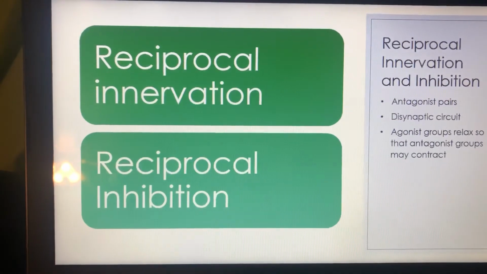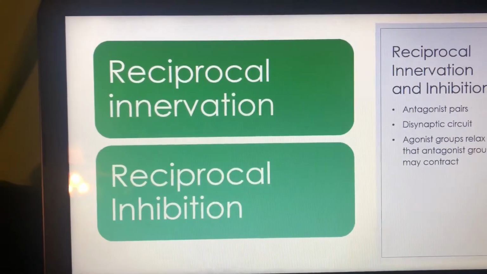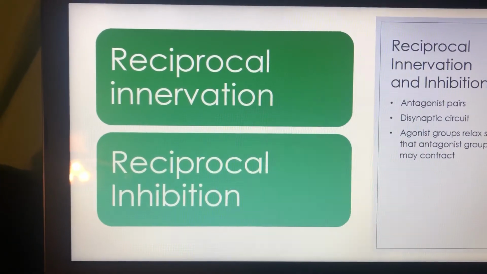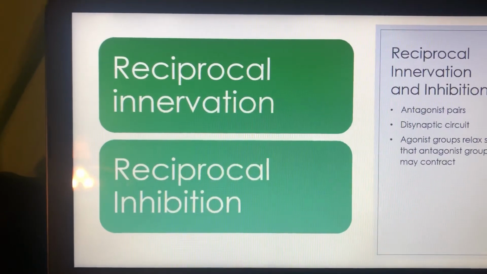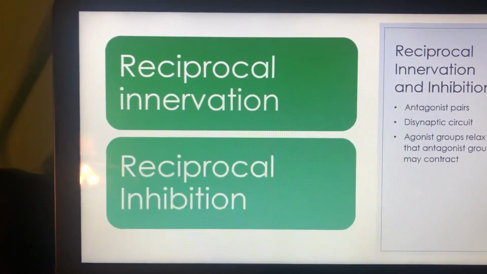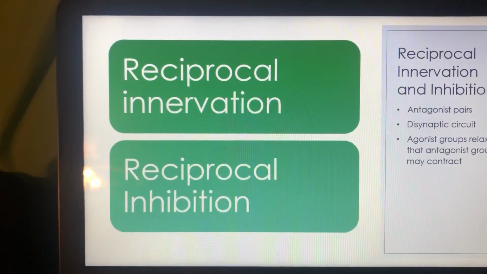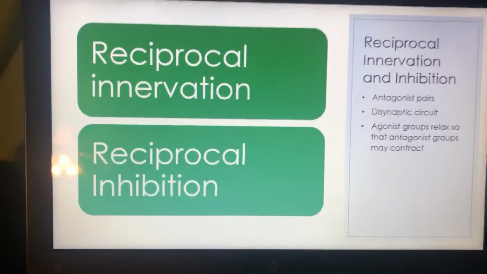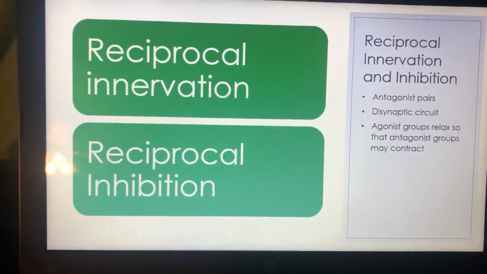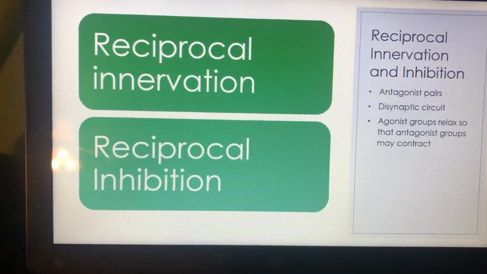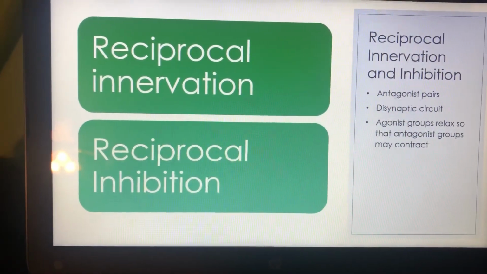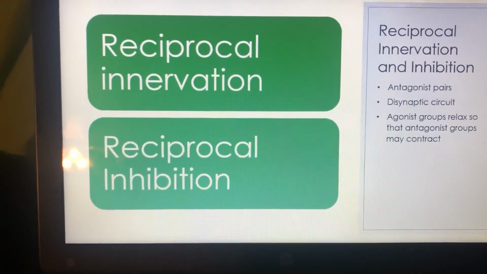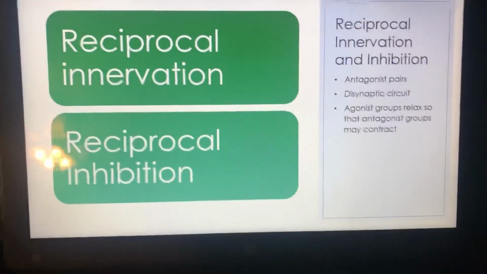Reciprocal inhibition is moderated by a disynaptic circuit, meaning reflex hinders muscles opposite of those in movement. Sherrington was aware that most of this wasn't new information. However, he now had evidence that actually explained how coordinated actions were carried out, like in walking or balance. Reciprocal innervation usually utilized antagonistic pairs, and reciprocal inhibition used agonist groups that relax, so antagonist groups may contract.